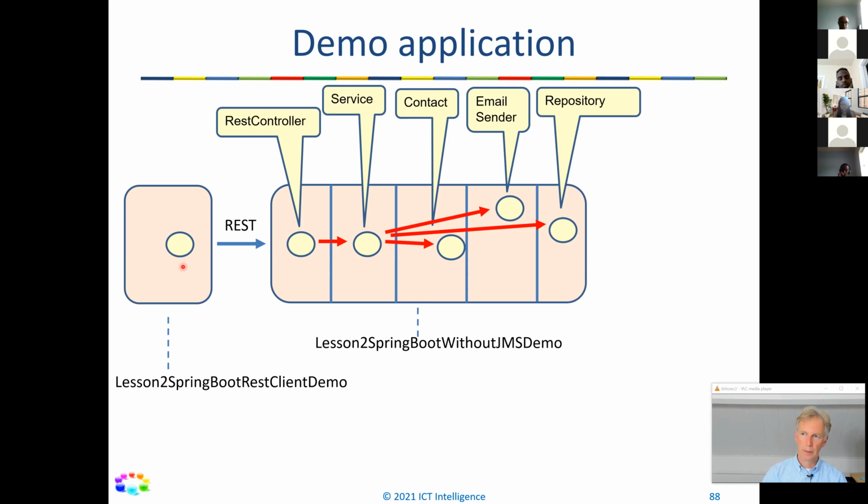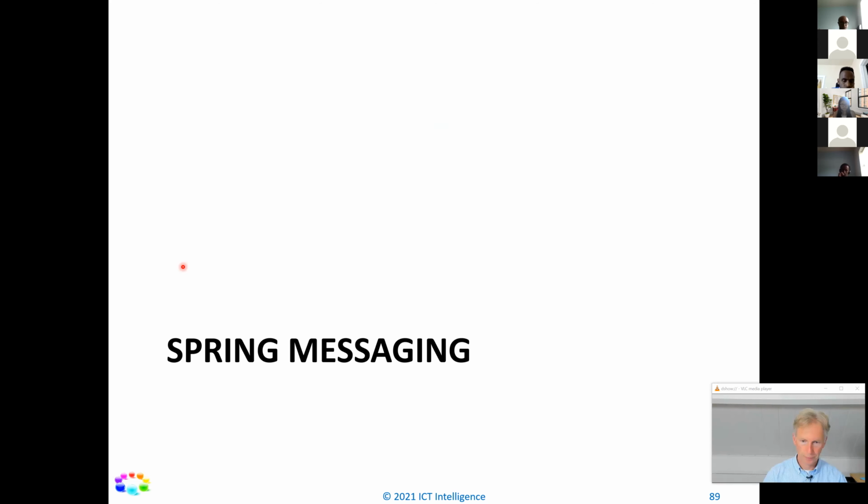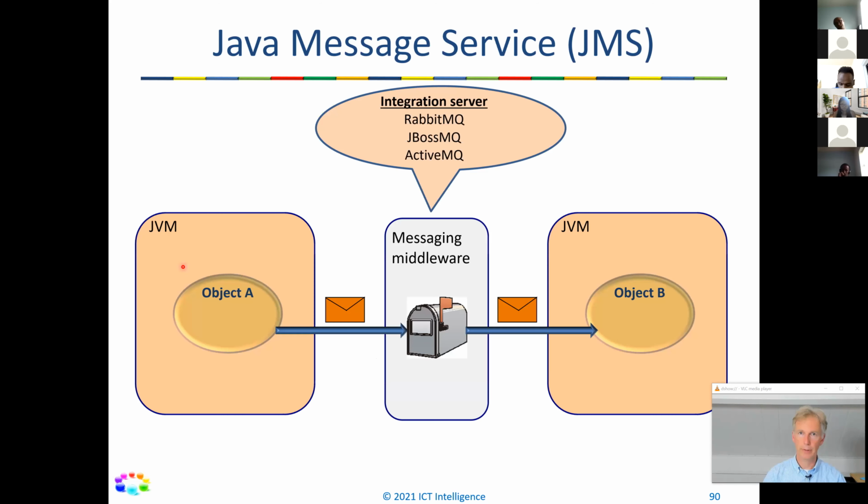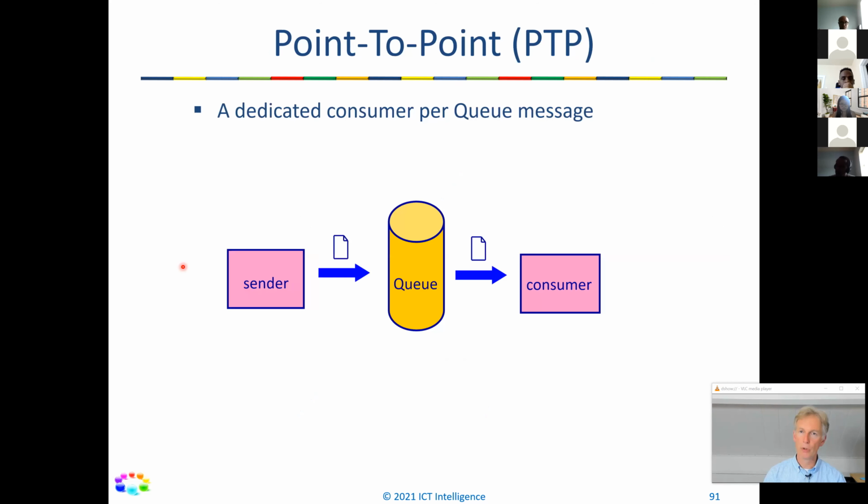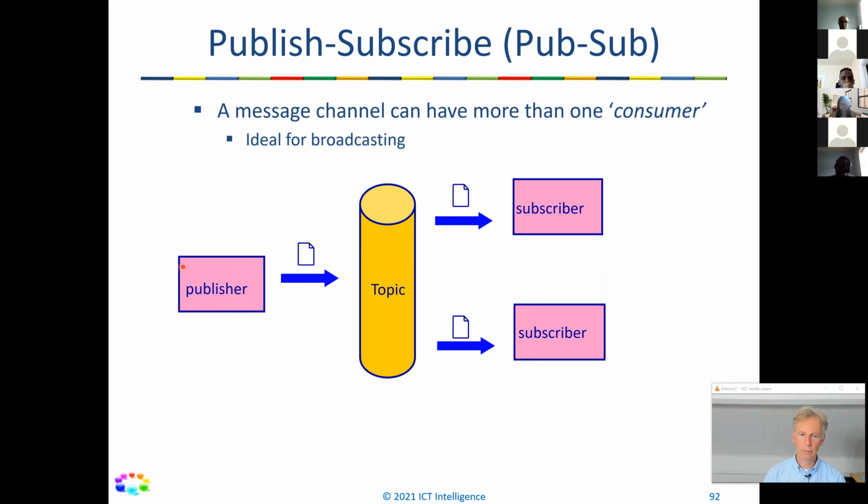So now what I'm going to add is messaging. We saw JMS. I'm going to send a message. And as middleware, I'm going to use ActiveMQ. I could have used RabbitMQ or whatever, but Spring has built-in support for RabbitMQ and ActiveMQ. I choose one, ActiveMQ. And we've seen already here point-to-point and publish-subscribe. I'm going to use point-to-point.